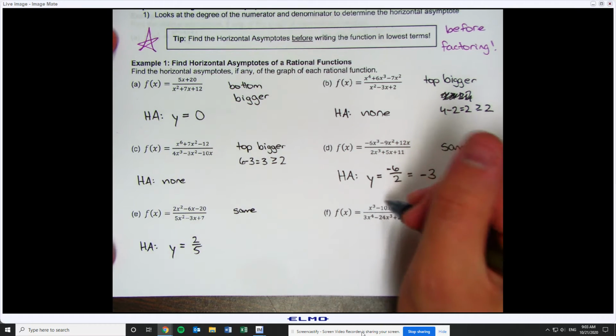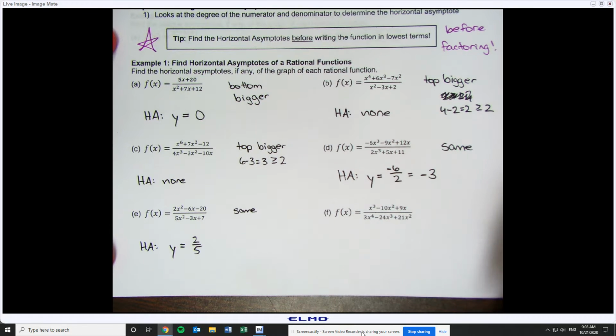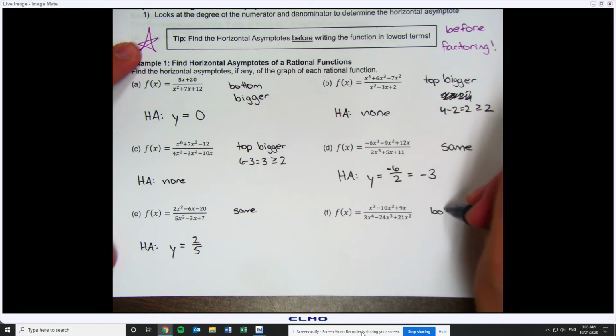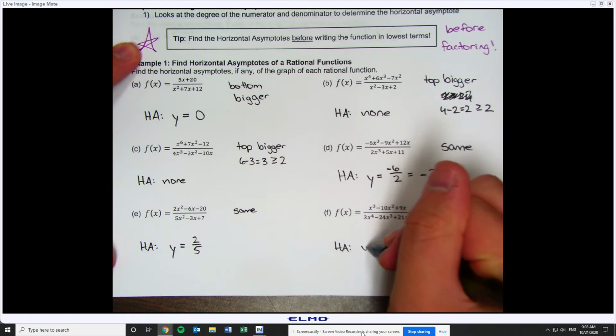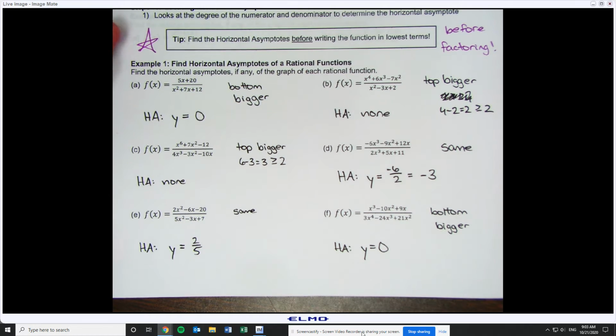And now for the last one. Right here, my degree on top is 3, my degree on bottom is 4. So that means that the bottom is bigger. And since the bottom is bigger, that means that my horizontal asymptote is the line y equals 0. And that's it. That's all you got to do. Finding the horizontal asymptote is probably the easiest thing for every rational function. All right, so now we have horizontal asymptotes down.